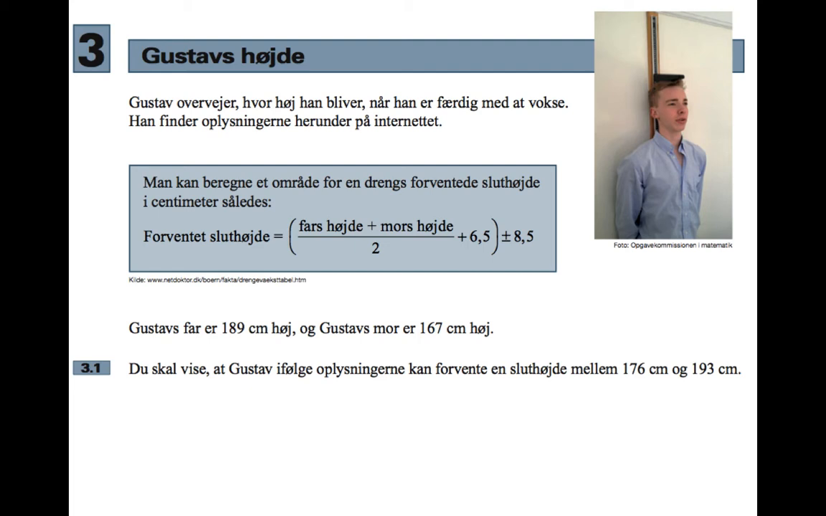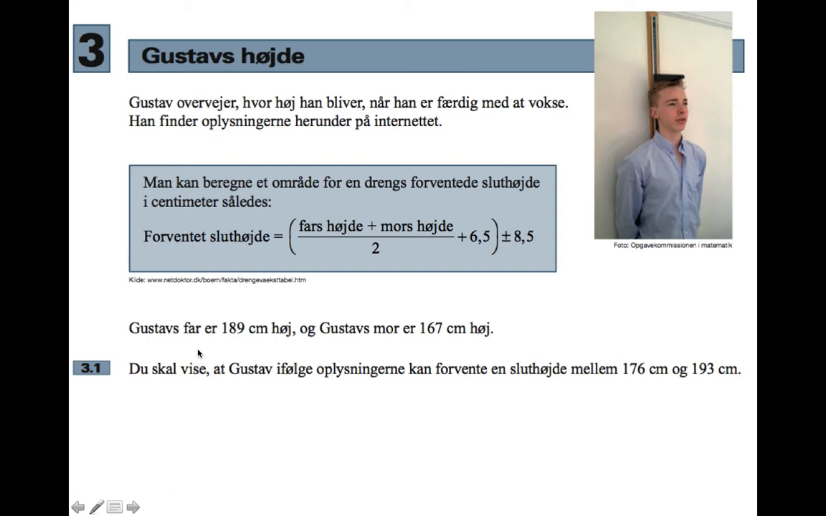Expected final height equals, and then there's that formula: father's height plus mother's height divided by 2, plus 6.5, plus or minus 8.5. So basically you can't predict with 100% certainty what height somebody is going to be, but you can predict it within a range, and that plus or minus gives you the range of values. So we'll see how that works in a minute.